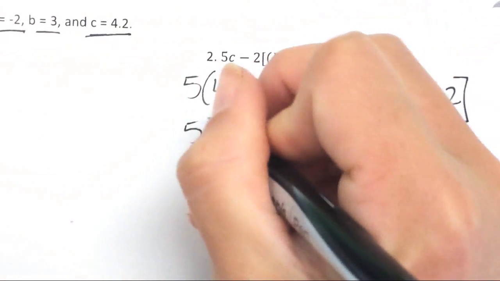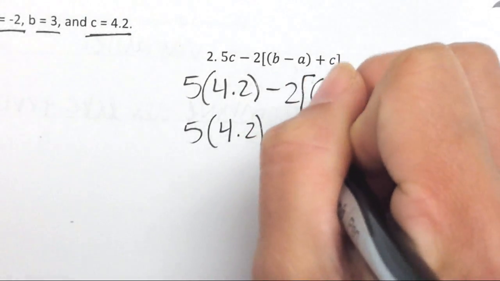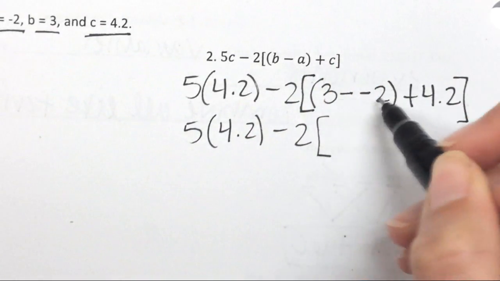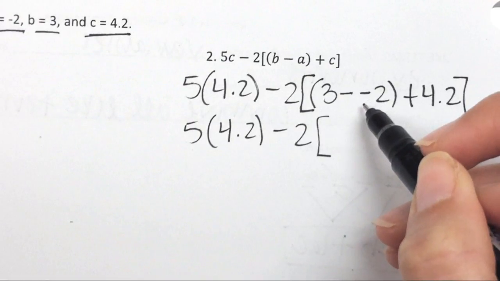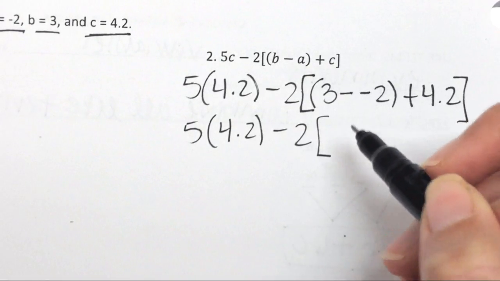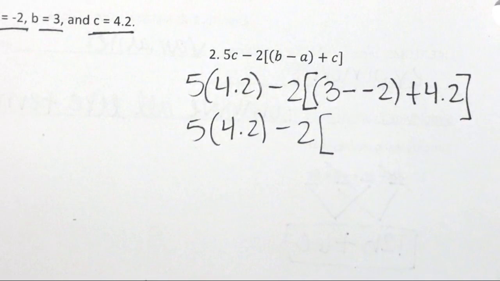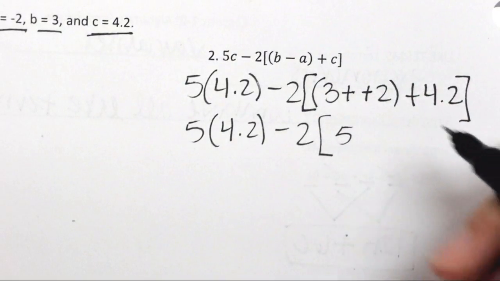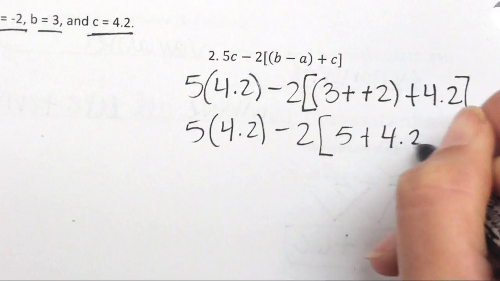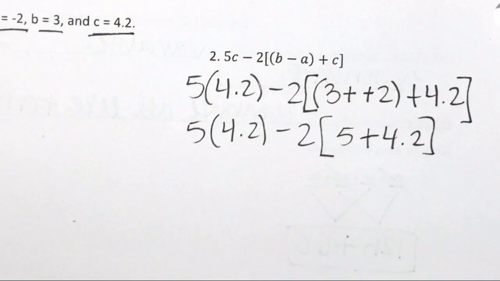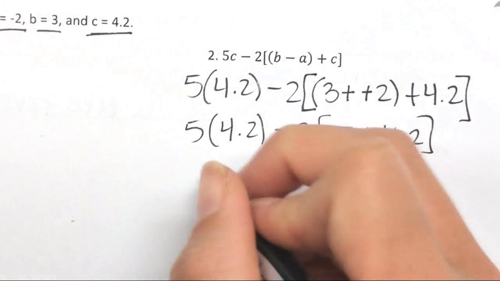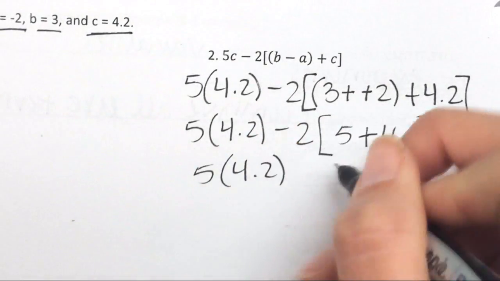Yes, the parentheses. So 5 times 4.2 minus 2. Now inside the bracket, this will make what? What do we do when there's two negatives? Keep, change, change? Yeah. So don't we keep this one? 5. Change, change, so it's 5 plus 4.2. And now let's add 5 and 4.2. That's going to give us what? 9.2.